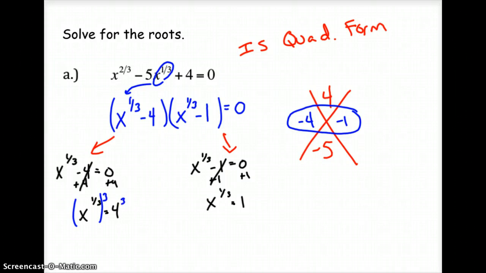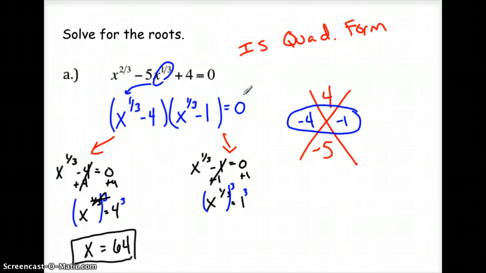So we're going to cube both sides, but cubing the left just cancels out the exponent and leaves me with x. And just remember that this is not 4 times 3, this is 4 times 4 times 4, 4 cubed, which would be 64. So there's one x value. I'm going to do the same thing on the other side. I need to cube to get rid of that cube root. So those are gone, and it's simply x equals 1 times 1 times 1, which is 1. Okay, so this one's solved.